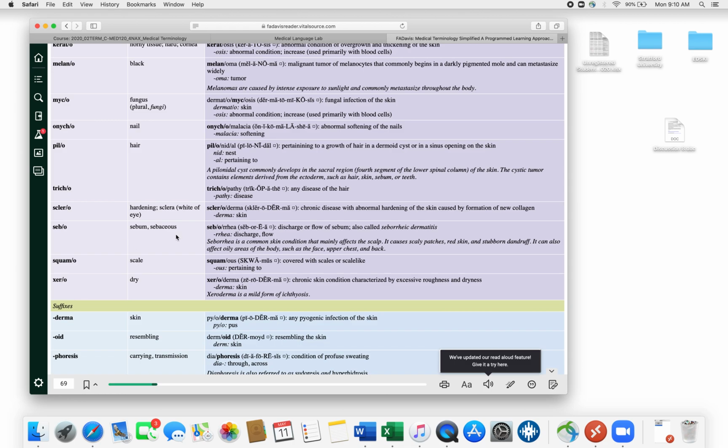Sebum is oil. You have oil in your skin, and your skin and hair get oily to keep them soft, and also to keep them waterproof to an extent. But too much of a good thing becomes a bad thing. So seborrhea is also common, and it can lead to infections because everything gets kind of gummed up from the oil.